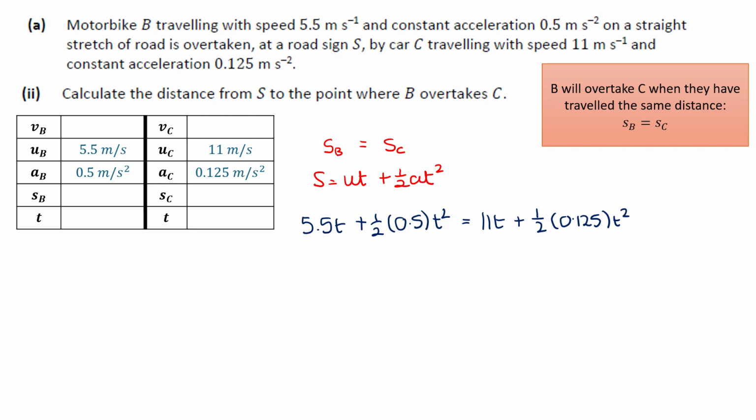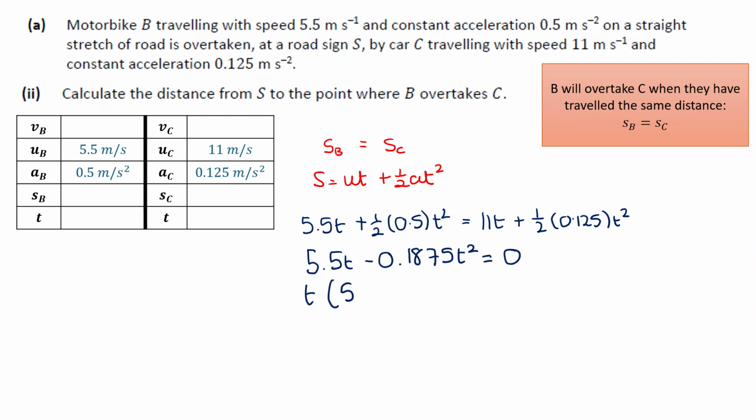So when the displacements are equal, we forget to answer the question. So what we have here is a quadratic. So let's get everything over to one side. So that gives me minus 0.1875 t squared. I've effectively brought everything to the right and then let that equal to 0.